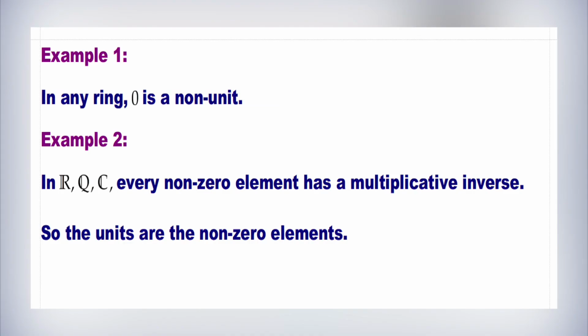Let us see some examples. The first example is, in any ring, 0 is a non-unit. Second example is in R, Q and C, every non-zero element has a multiplicative inverse. So, the units are the non-zero elements.